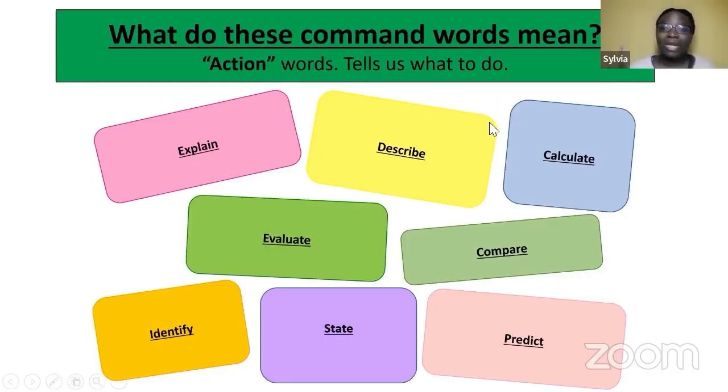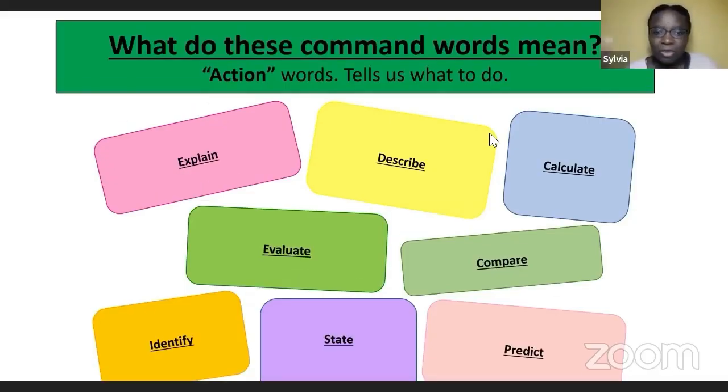When they are explaining, that's where they need to go further and start to give reasons why. And many times, for some reason, students can mix up both of those, but describe is literally just a very short sentence, whereas explain is a little bit more than that, okay?